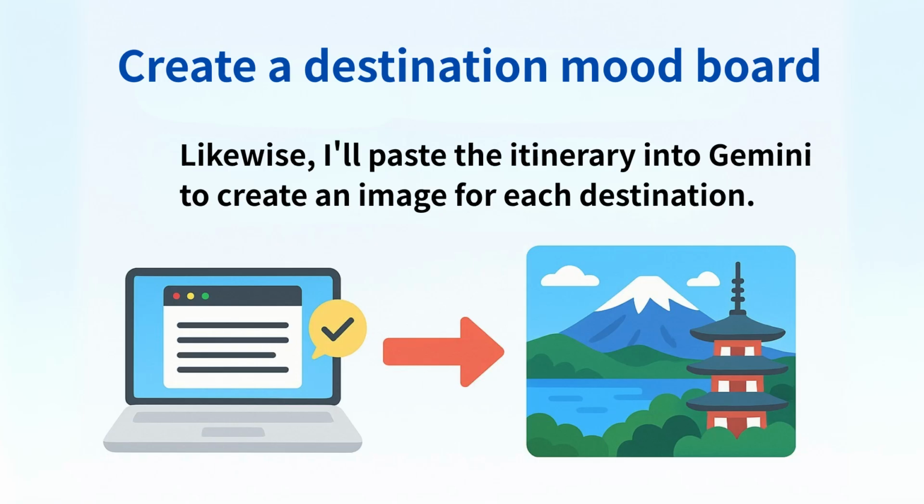The next step is to create destination images. By simply pasting the travel itinerary into Gemini, you can automatically generate an image for each destination. Using this feature, you can easily create a visual travel plan that's easy to understand at a glance.